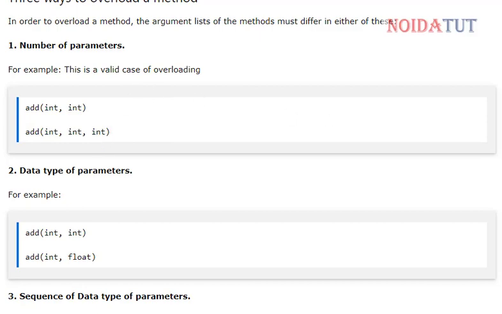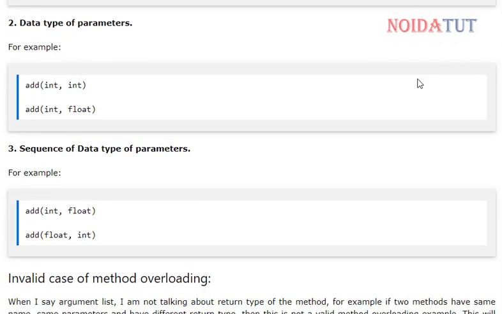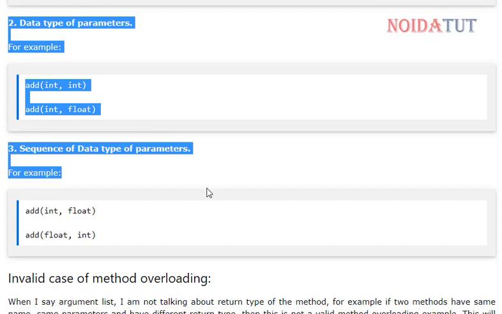The next type of overloading is where the data type of parameters is different. You can see that the two functions have the same name, but there is a difference in parameters. The third one is the difference in the sequence of parameters. So these are three different ways in which we can overload a method.